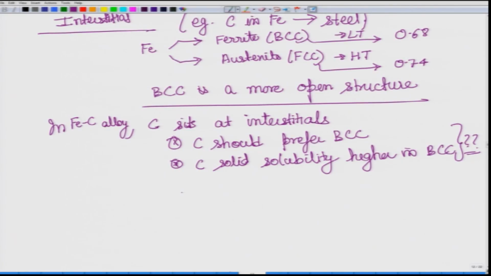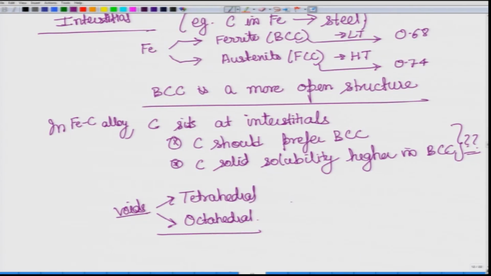kinds of voids, because now we are talking about interstitials. So, the atom which sits goes to a particular void, and there are two different kinds of voids in cubic system. One is called tetrahedral and the other is called octahedral. Okay. So, now let us look at what we mean by tetrahedral and octahedral.